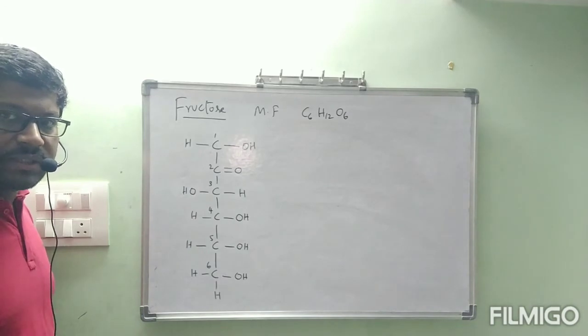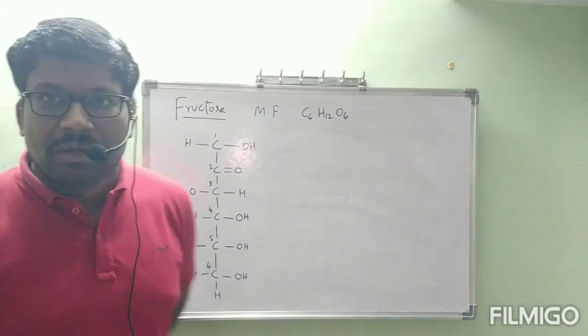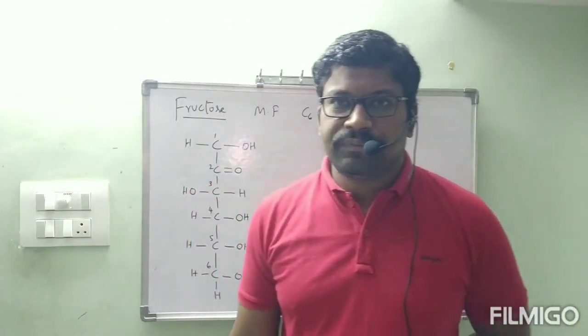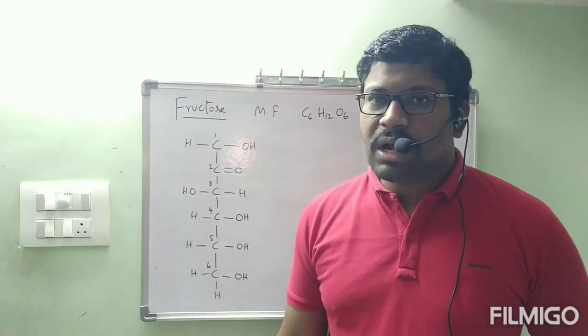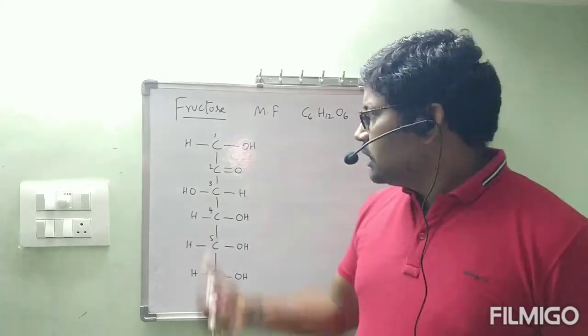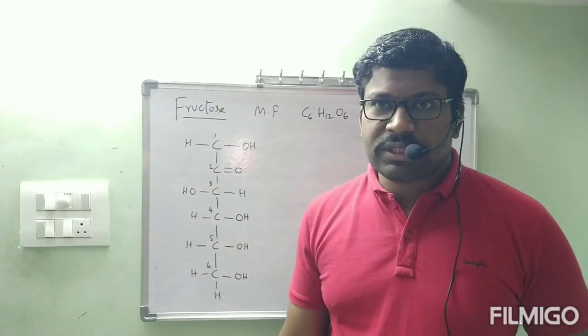Those are called isomers with different functional groups. In glucose we have an aldehyde group, and in fructose we have a ketone group. Now this is the open chain structure of fructose, written with the Fischer projection.